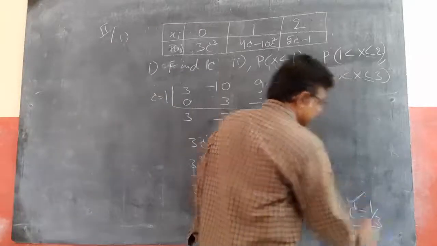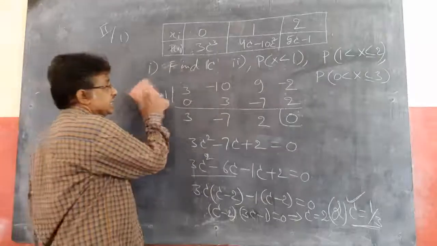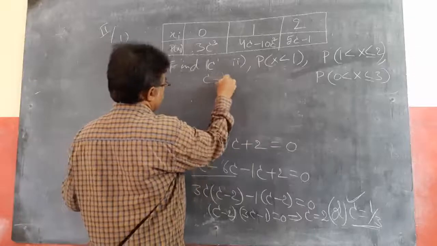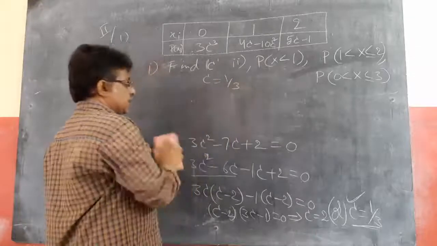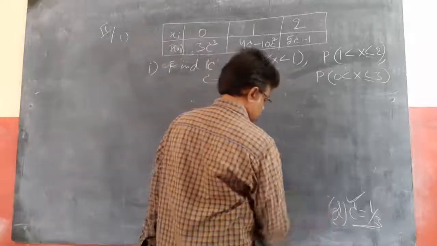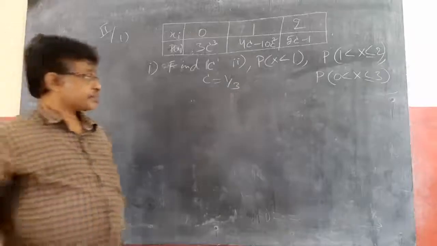Only 1 by 3. So c must be 1 by 3. So find c: we are writing c equal to 1 by 3. Next, he is not asking the mean here because this is already a big task. He is asking P of x less than 1.